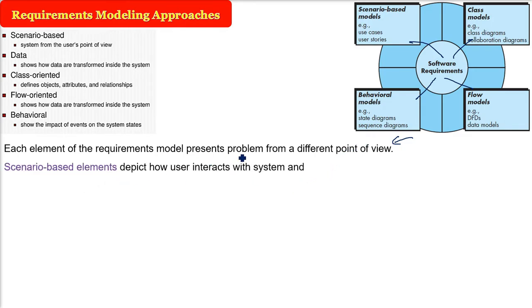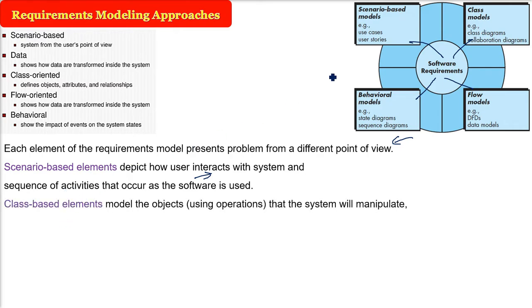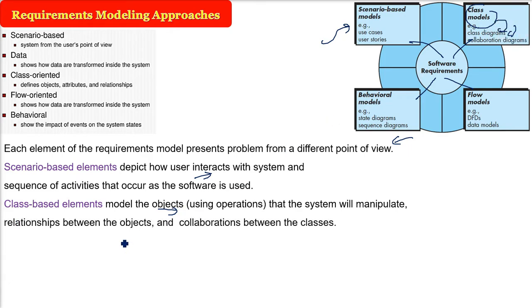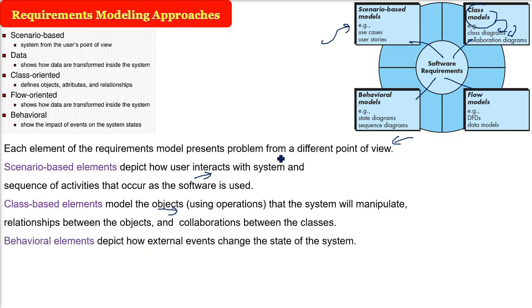For example, scenario-based model. This is showing how the user interacts with the system and the sequence of activities that occur, the flow of activities that occur as the software is used by certain actors or certain people. So in scenario-based, you will create use cases, user stories. In the class-based element or model, the objects, and of course the functions that will be manipulating these, the relationships between the classes, objects, and collaboration between the classes will be shown here. For example, class diagram, collaboration diagram.